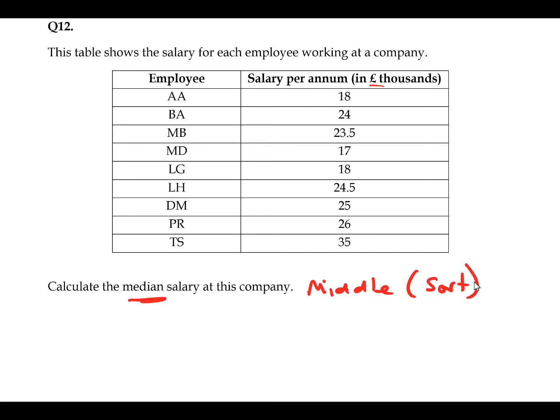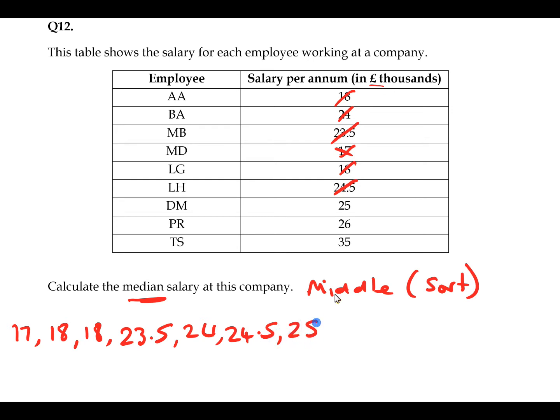So start with our smallest amount, which is 17. Then we have 2 18s. Then we have a 23.5, a 24, 24.5, a 25, a 26, and a 36. Oh, sorry, a 35.